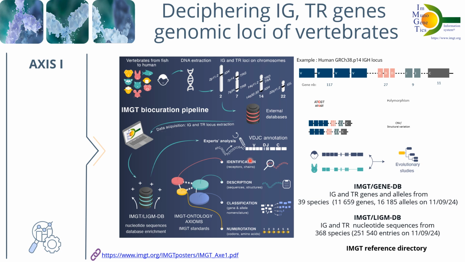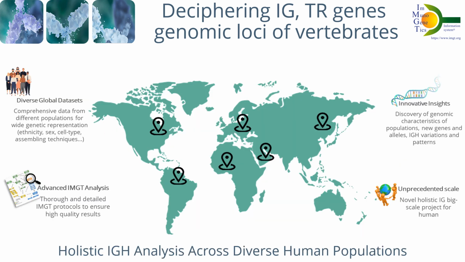The curated data of genes and alleles are available through the IMGT/GENE-DB, as mentioned previously, while the locus nucleotide sequences are added in IMGT/LIGM-DB. The IMGT reference directories, basically, because there are several of them, are provided to the scientific community and integrated in IMGT tools dedicated to the analysis of the reference sequences.